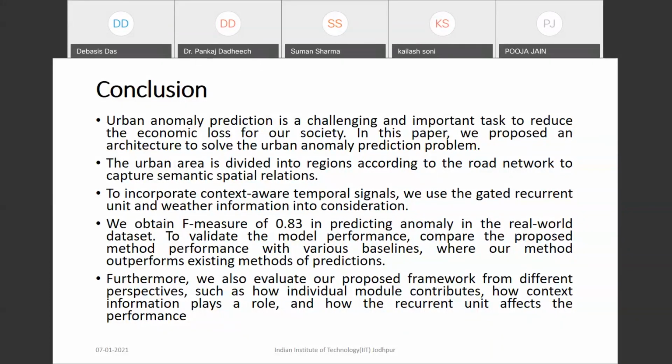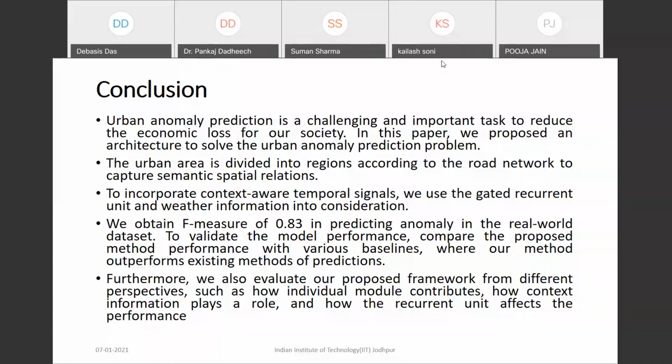Okay, then we obtained an accuracy of 83%, or 0.83, in the prediction of anomalies on the real-world dataset. Real-world dataset means, in our case, New York City datasets, and to validate the model's performance we compared the proposed model with various baseline models, as well as state-of-the-art models.